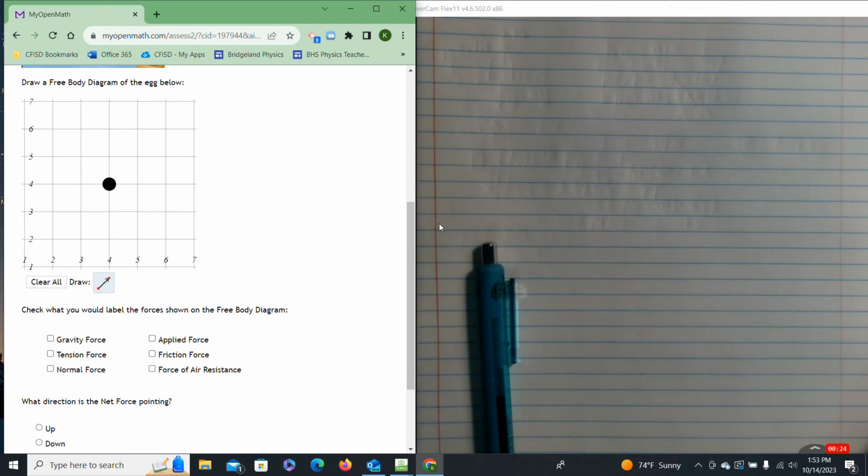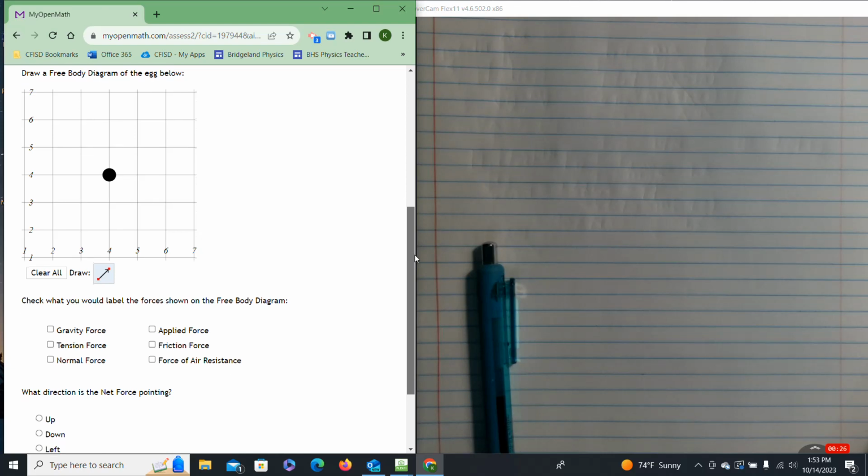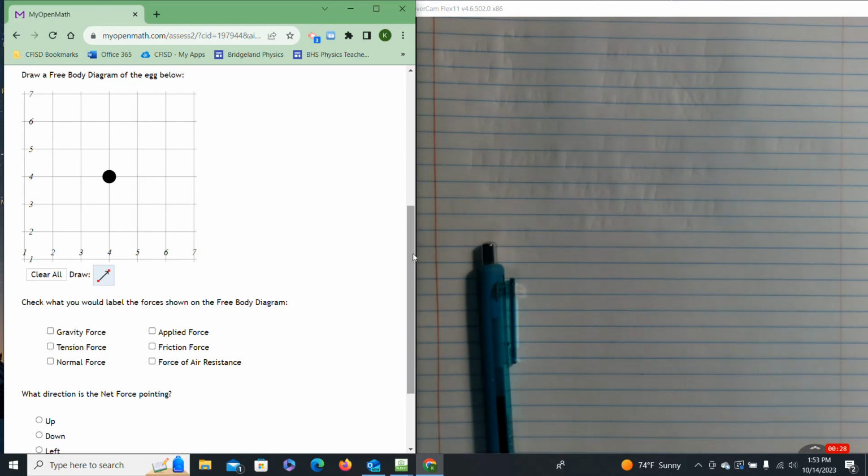So if we have an object in free fall, which is what this particular question is describing, then we know from the last unit that the only force acting on this egg is the force of gravity. And the force of gravity we always draw as a downward facing vector. So that's all you need, is the one vector.